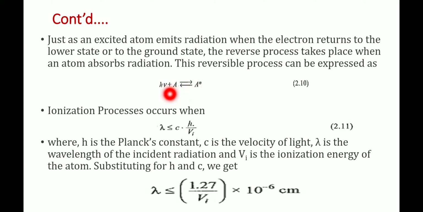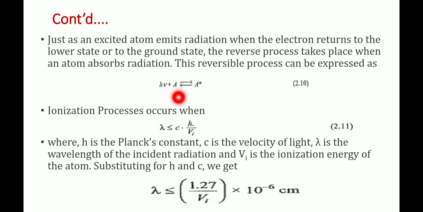Next, reaching the lower energy levels means emitting the radiation, absorbing the radiation, emitting the radiation, a reversible process that takes place here. So hν plus A gives the positive ion here. Getting my point? hν is nothing but h, the Planck's constant, and ν is the frequency of the incident light itself.